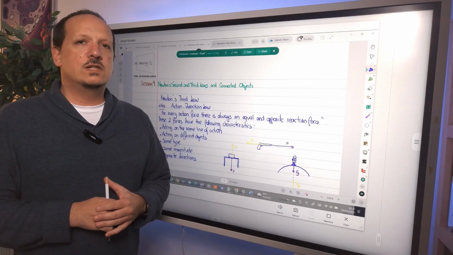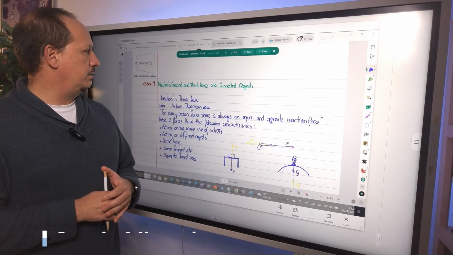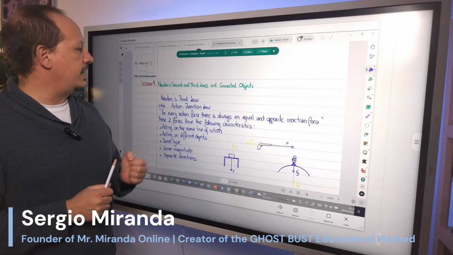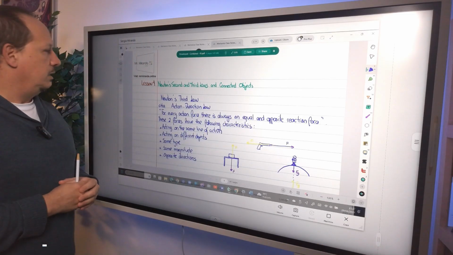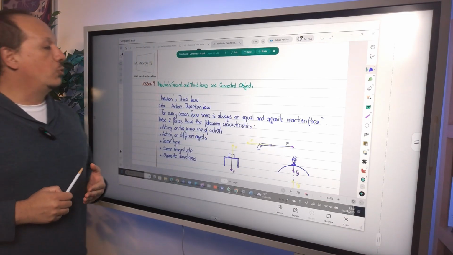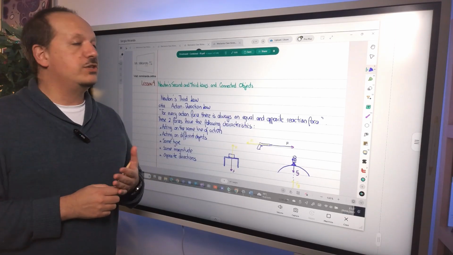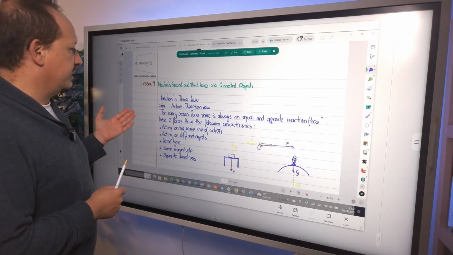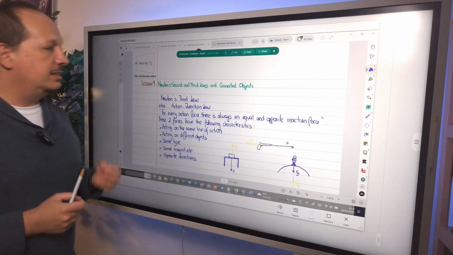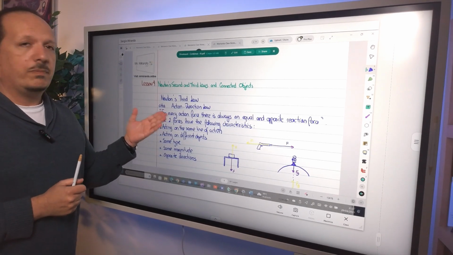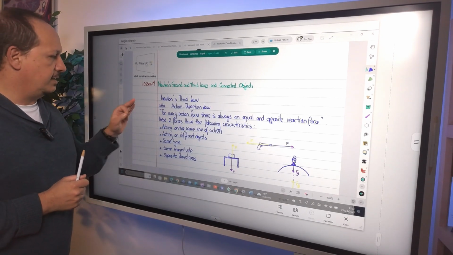Last of Newton's laws of motion is the third law, also known as the action-reaction law, that says this: for every action force, there is always an equal and opposite reaction force. This is a simplified version of it. There's a little bit more for you to know about this. And these are the things.